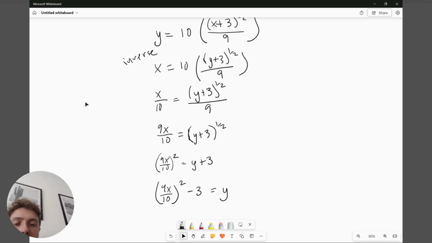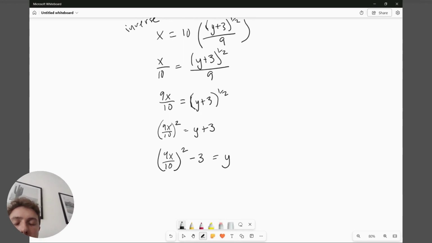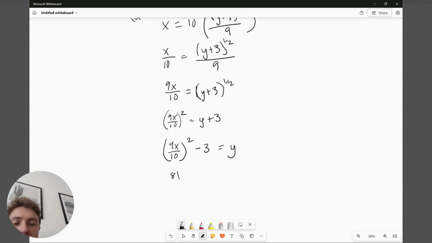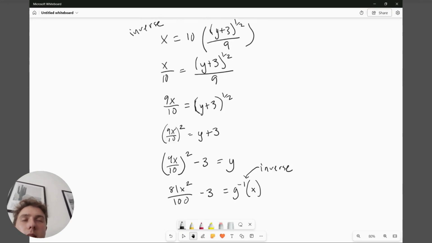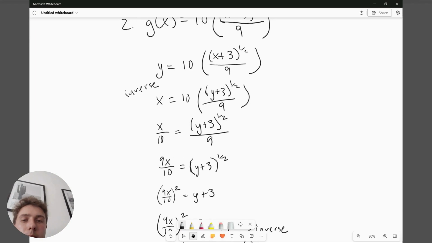Notice the 3 was not squared. And you could change this if you want to be 81x squared over 100. You don't have to do that. And that is our inverse function, where the original was g. Again, inverse is shown with the negative 1. You don't say g to the negative 1, though. You just say the inverse of g.